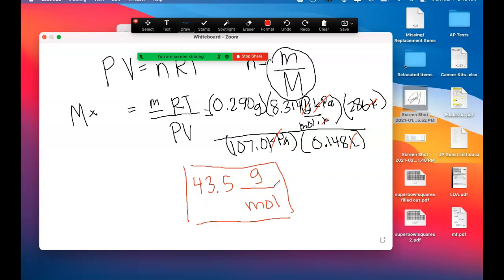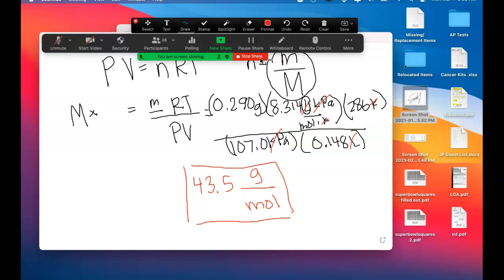Now, there's actually, for this problem, another way to do it. So this is one way. I'm going to show you both ways, and then it's up to you which way you would like to do it on a test. It doesn't matter to me, whatever way you feel more comfortable with, okay? So I'm going to clear this off.